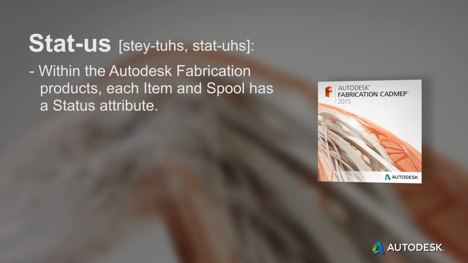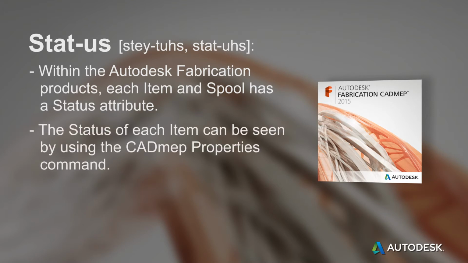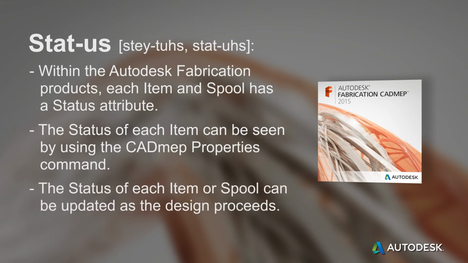Status. Within the Autodesk Fabrication products, each item and spool has a status attribute. These values indicate the progress of the item or spool through the design, fabrication, and installation process. The status of each item can be seen by using the CADmep properties command. When an item is inserted or placed into the model, it defaults to a status of 0 design. This default value can be changed in the software settings. The status of each item or spool can be updated as the design proceeds.